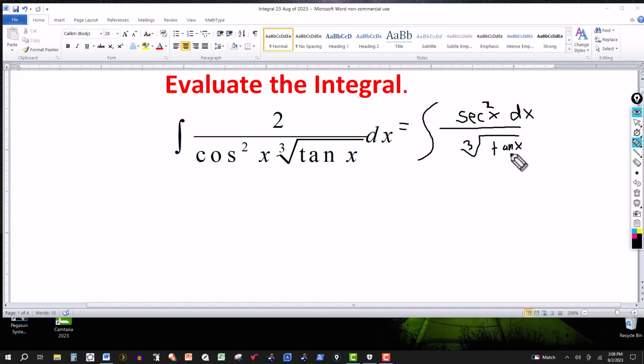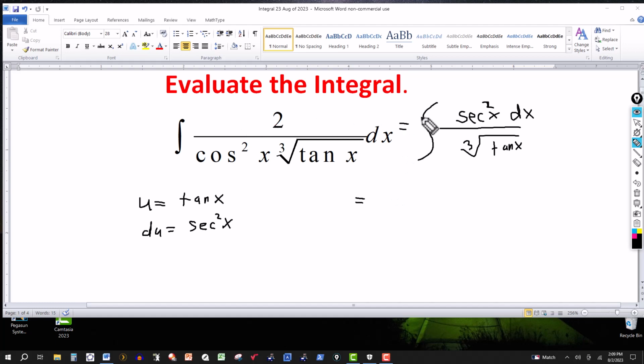I know the derivative of tangent is secant squared, so I'm going to have a u-substitution where I let u equal tangent of x. Then du will equal the derivative of tangent, which is secant squared of x. And then we just transform this integral into one involving the variable u.